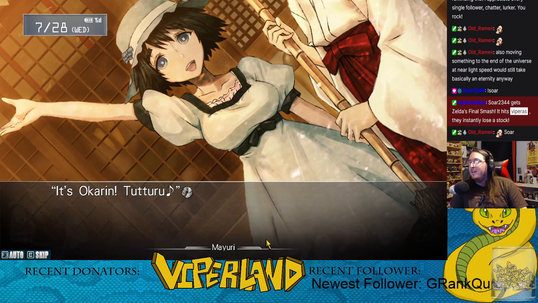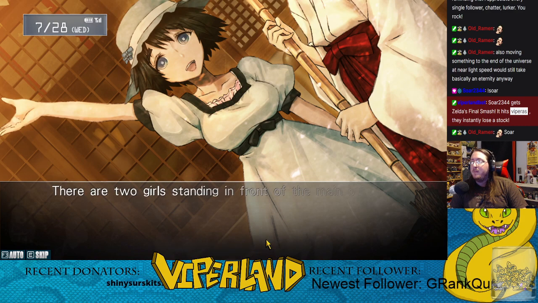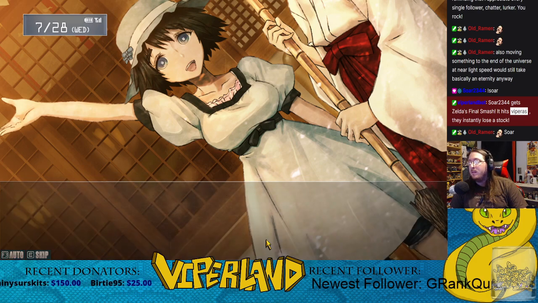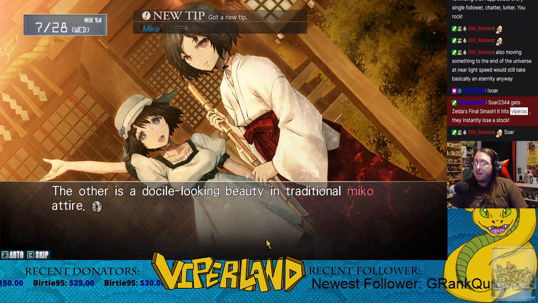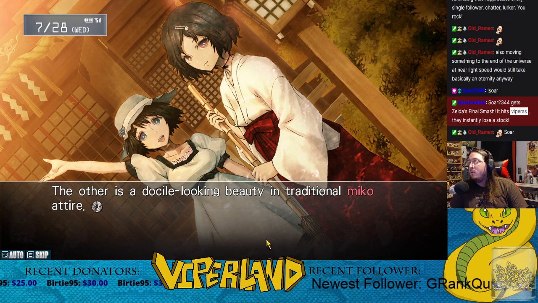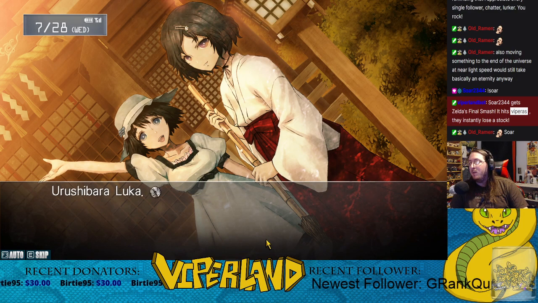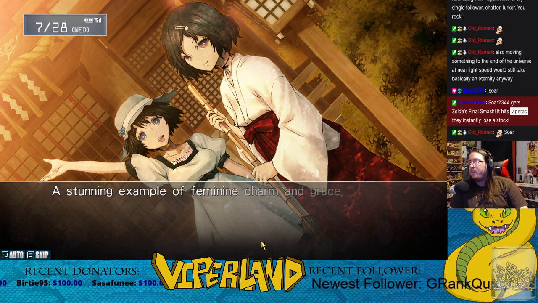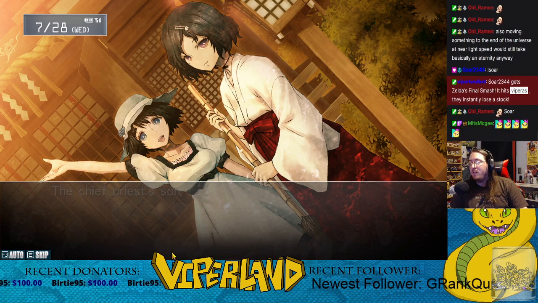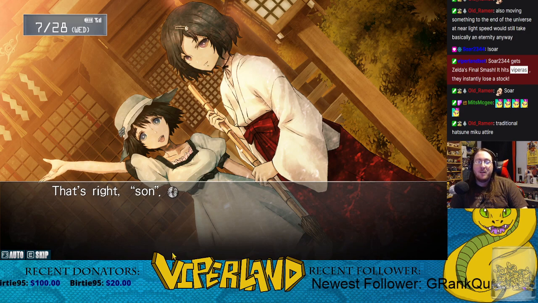It's Ocarine! There are 2 girls standing in front of the main building. One of them is Mayuri. The other is a docile-looking beauty in traditional Miko attire, not Miku. Yurashibara Luka. Stunning example of feminine charm and grace. Lips delicate like cherry blossoms in bloom. The essence of Japanese beauty. The chief priestess' son. That's right, son.